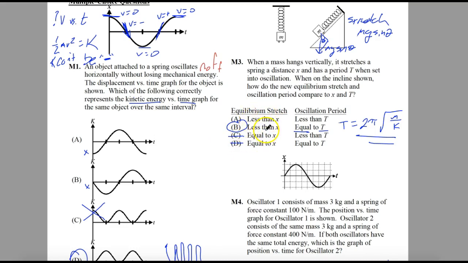Since these are both stretch is less than x, we need to look and see, is the period going to be less than T or equal to T? Well, T, remember, is equal to 2 pi times the square root of m over k. So we're not worried about gravity here. All we're worried about, since it's frictionless, is the mass and the spring constant. Well, our mass didn't change. So this has got to have an oscillation that is equal to T. So even though it doesn't go as far, it's going to go slower. But it will oscillate with the same period as the one that's hanging vertically.